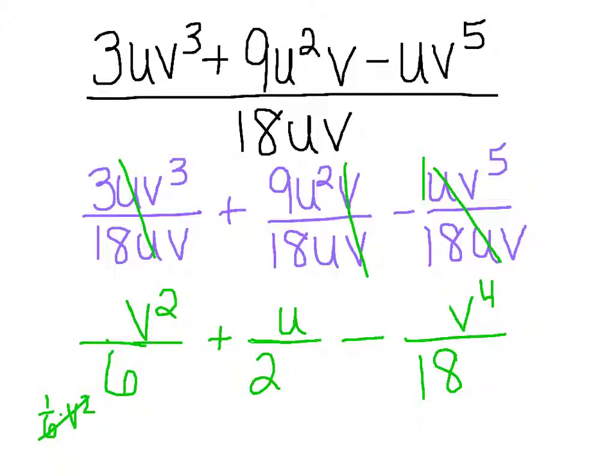So our final answer is v squared divided by 6 plus u divided by 2 minus v to the 4th divided by 18. And hopefully you now know how to divide polynomials.